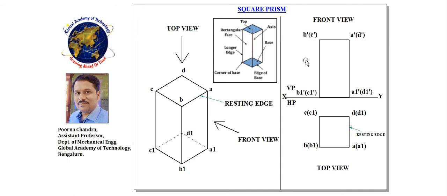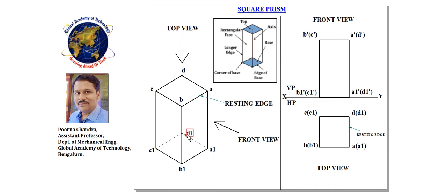Since it is the front view, we name it with dashes. So A dash bracket D dash. If you watch from the front, A dash bracket D dash, because behind A there is D. So A dash bracket D dash at the top. Next, B dash bracket C dash. That is the second one.